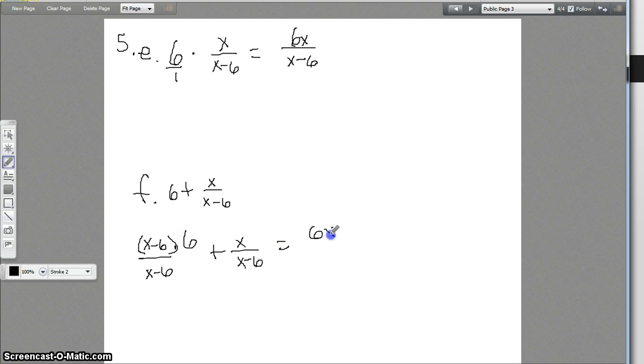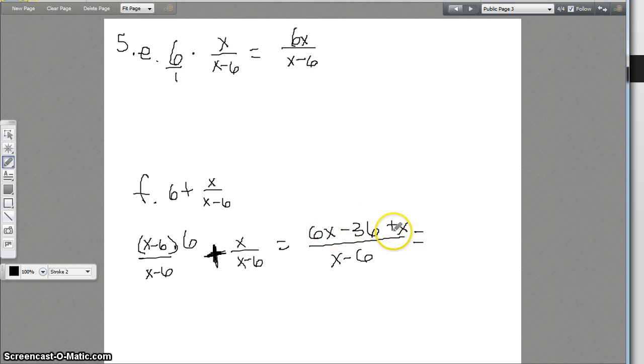So we have 6x minus 36, because 6 times x is 6x, 6 times negative 6 is negative 36. And then we're going to add our x. And all of that is going to be over x minus 6. We do not multiply our denominators together because we are adding these. When you are adding fractions, you have to have a common denominator, and then that denominator stays the same.